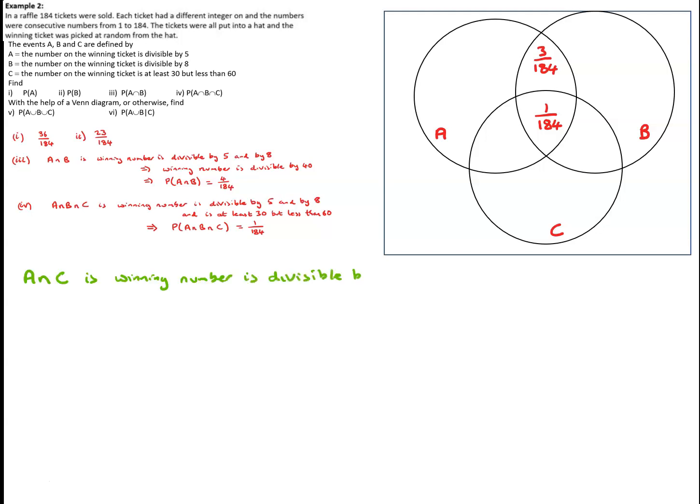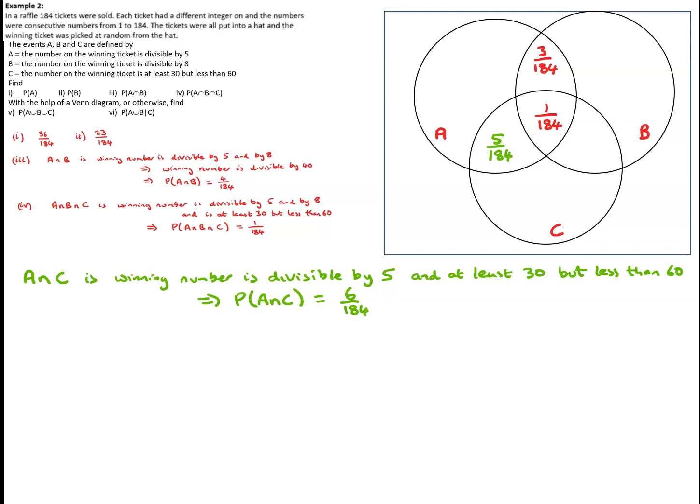Now to work any further with the Venn diagram, we're going to need to work out things like A intersect C. Well, A intersect C is where the winning number is divisible by 5, but is also at least 30 but less than 60. So 30 will do, 35 will do, 40 will do, 45 will do, 50 will do, 55 will do, but 60 won't do. So A intersect C has a probability of 6 out of 184. If we want to put in the probability for the part of A intersect C that does not include A intersect B intersect C, that's going to be 5/184ths.